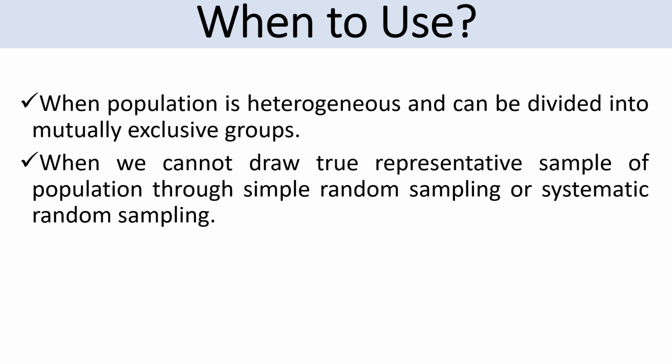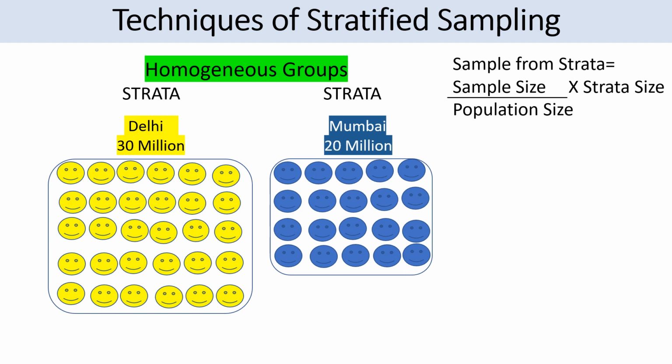When it is used: when population is heterogeneous and can be divided into mutually exclusive groups, and when we cannot draw true representative sample of population through simple random sampling or systematic random sampling. Now, techniques of stratified sampling. The whole idea here is to convert heterogeneous groups of population to homogeneous subgroups or strata.